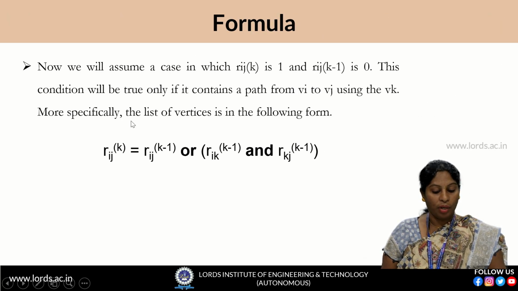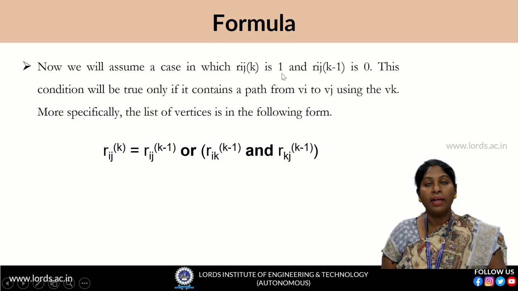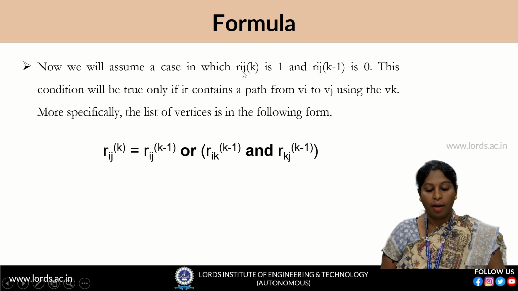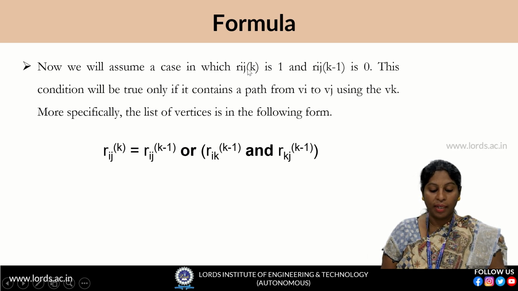Here we have a formula to find the transitive closure of an adjacency matrix, where R_ij^k is 1 and R_ij^(k-1) is 0. What do we mean by 1 and 0? If we have a directed edge from Ri to Rj, then we consider it as 1. If there is no path between i and j, then we consider it as 0. That is the formula with which we find the relation R.